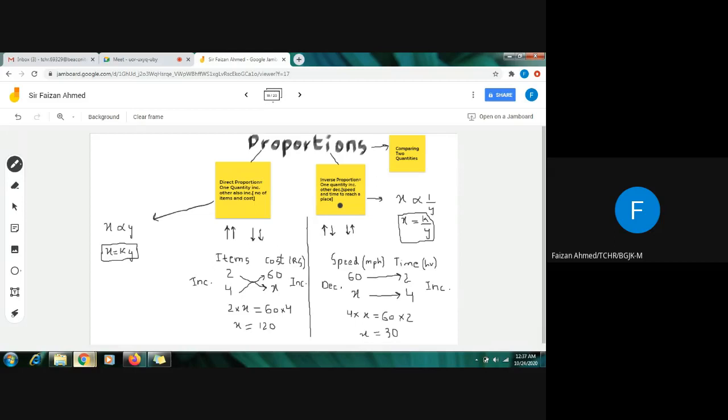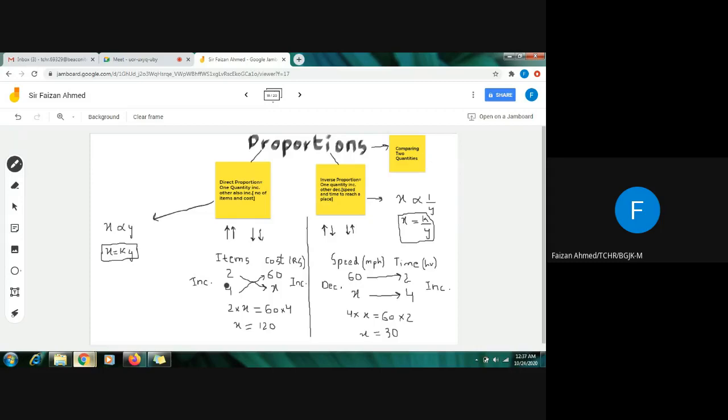And we have some word problems. This arrow shows that if one quantity is increasing, the other one is also increasing, and if one quantity is decreasing, the other one is also decreasing. So for example, I have an example for a direct proportion, how to solve word problems regarding direct proportion. I have items and cost. For example, the question is saying that the number of items is two, and the cost of those items is rupees 60. So what will be the cost of four items?